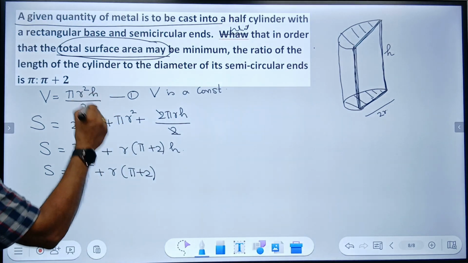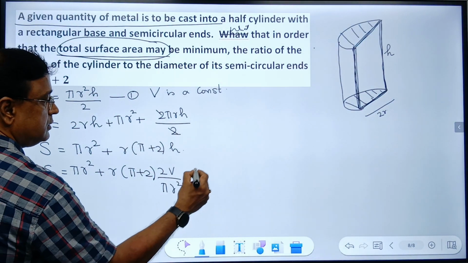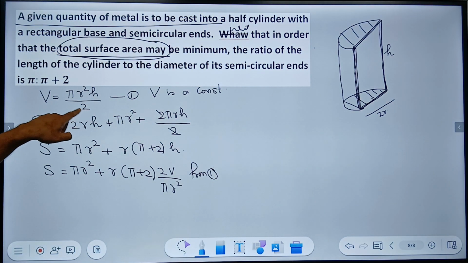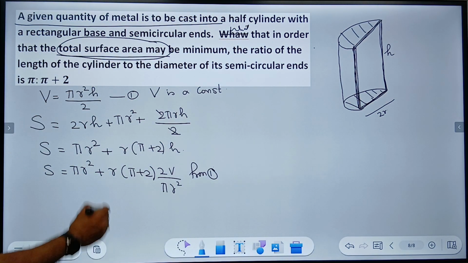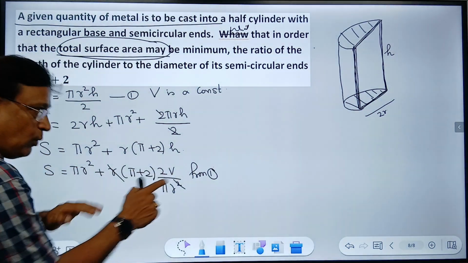What is h? h is nothing but 2v by pi r square. This I get from 1. From 1, h is 2v by pi r square. So r can be cancelled. Now if you notice, it has only one variable.